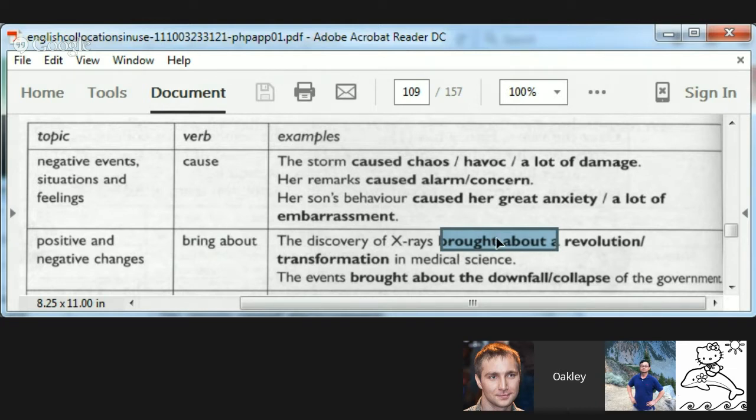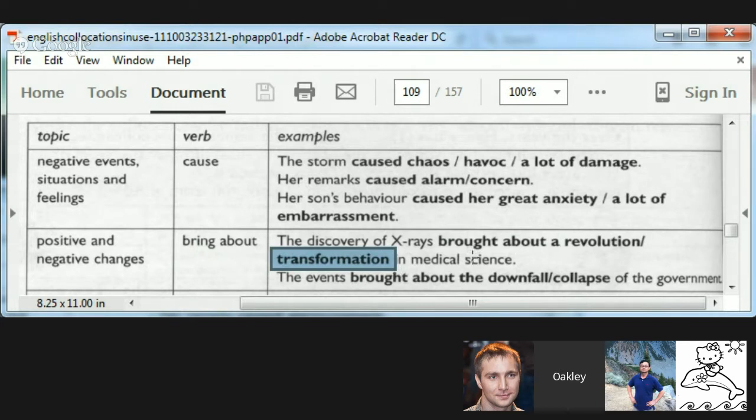Yes. No, actually, cause is always used for negative things, but the revolution in medical science is kind of positive, so you should not use it. Discovery of X-rays caused a revolution. It sounds a little strange. These are more neutral ideas, really. Not really happy ideas.